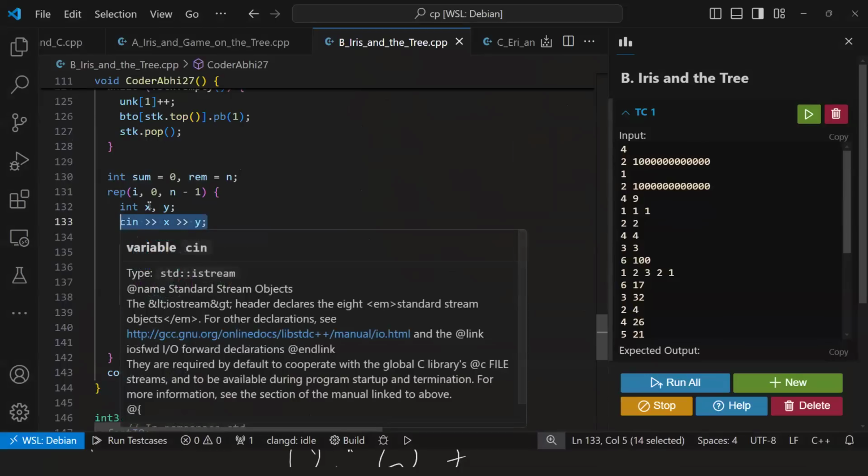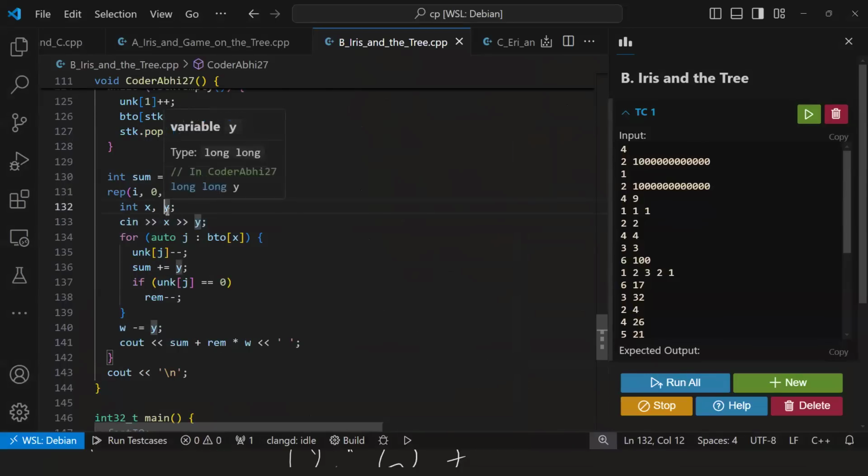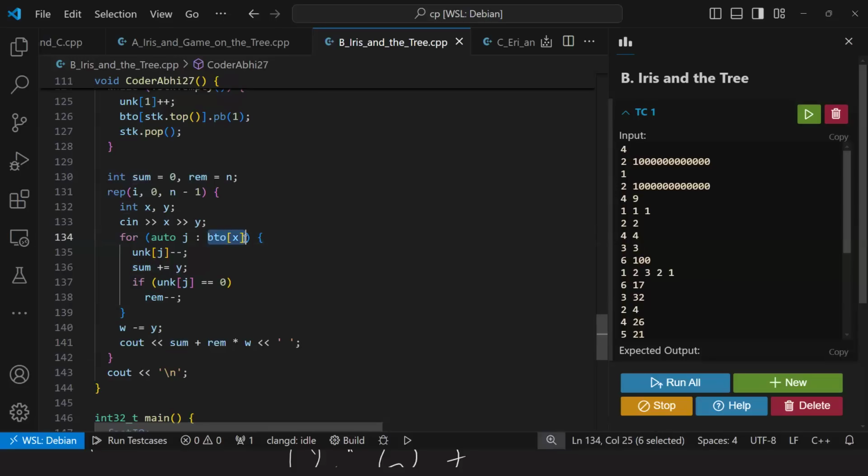And whenever I get a known edge, I need to compute this and this also. So whenever I get an edge X, this vector denotes all the distances where this edge belongs to. So I'm iterating through all the distances where this edge belongs to, and doing unknown[J] minus minus. If it has three unknown nodes in J, this minus minus would make sure that I have two remaining. If I have only one remaining, it becomes 0.